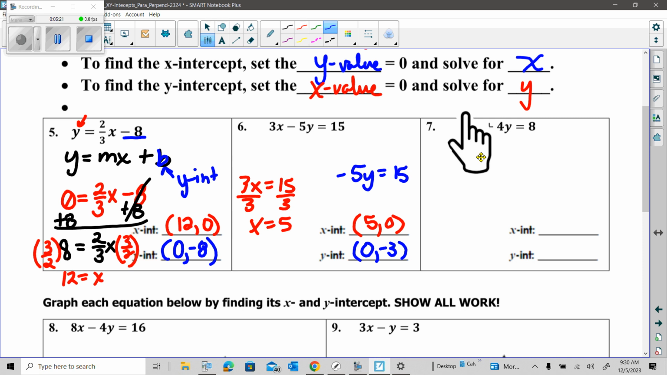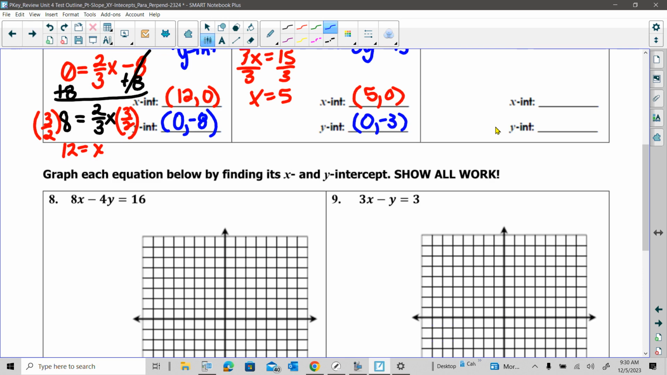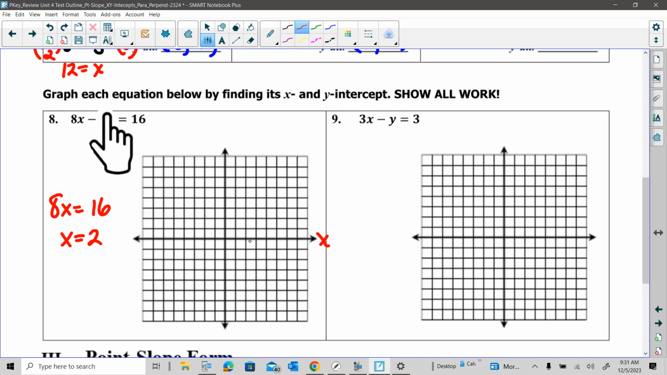So we're going to do that same skill for graphing. If you look at number 8, I'm going to bring this down again. What we're going to do is graph each of the following: the x-intercept, y-intercept. If I do the x-intercept, I'm covering up the y. My x-intercept equation is 8x equals 16. So what is x going to equal? 2. All right, so on the x-axis, guys, right here, plot a point at 2.